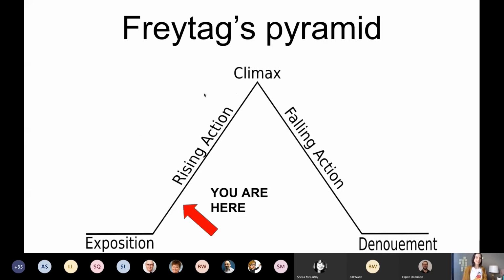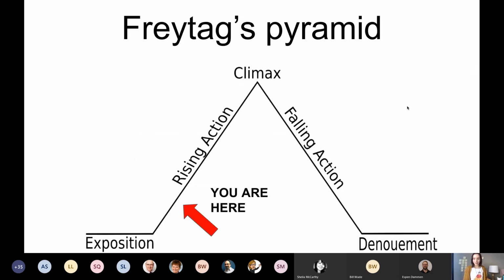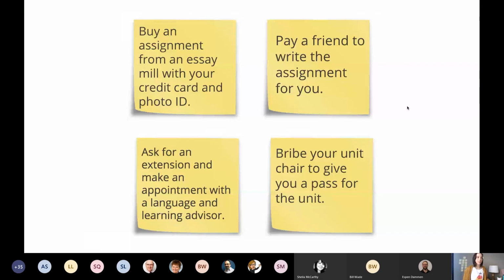So we are here in the rising action part of the pyramid. What I'm going to do is show you a couple of pre-baked conflictual actions, or narrative possibilities, as I like to call them.